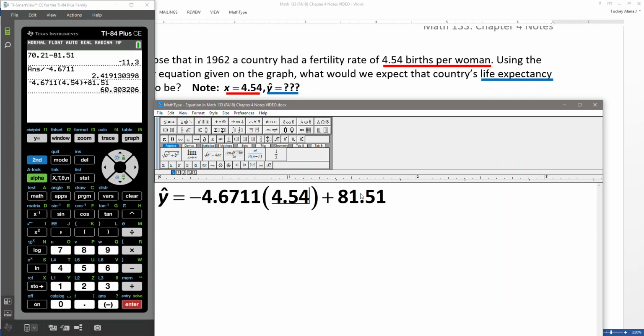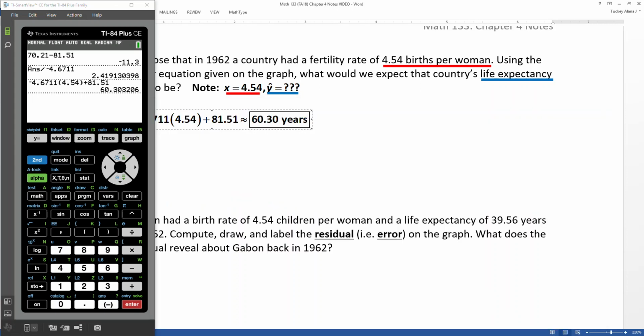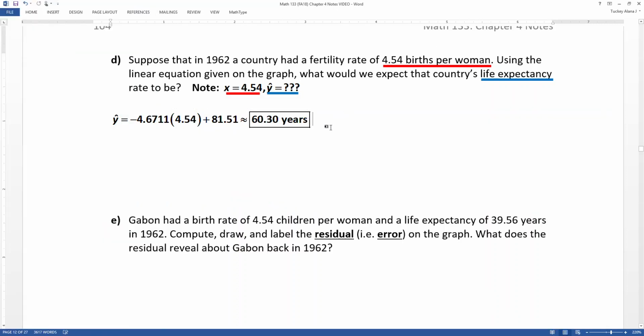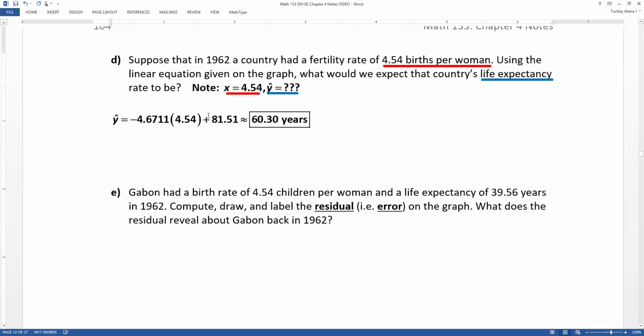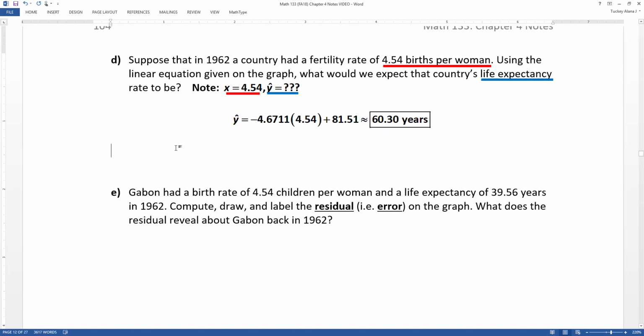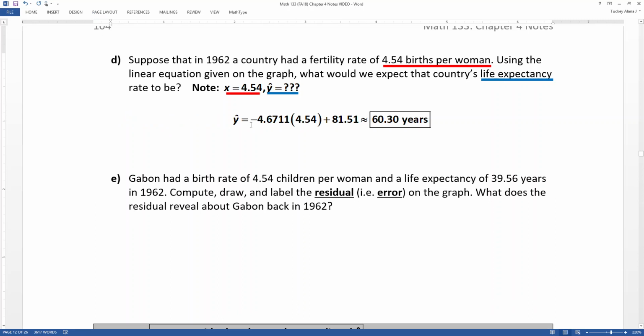So let me put that down. All right, that's all there is to it. It's very simple. But there actually was a country that had this as their birth rate. It was the country of Gabon, which is in sub-Saharan Africa. In 1962, Gabon had a birth rate of 4.54 children per woman, and a life expectancy, I'm sorry to say, of only 39.56 years.